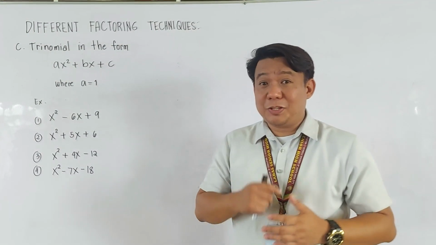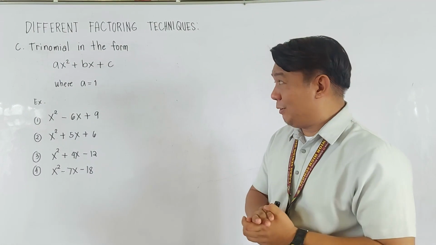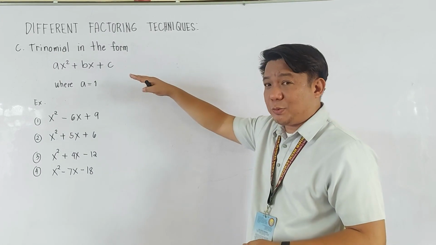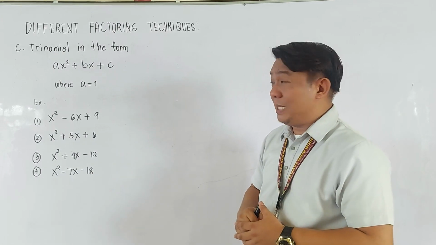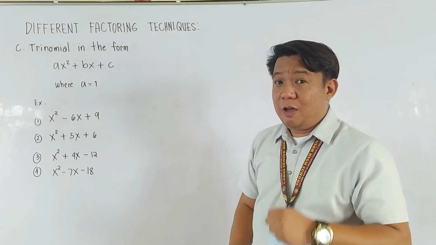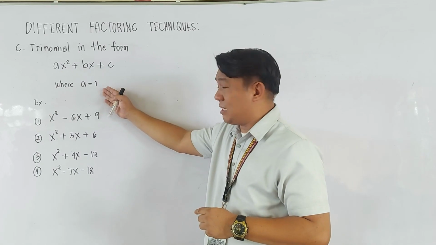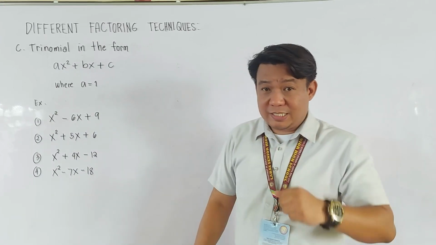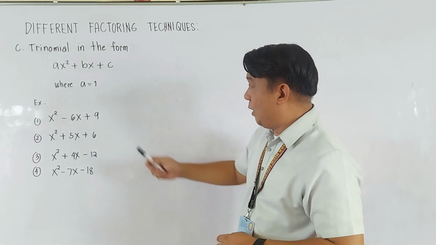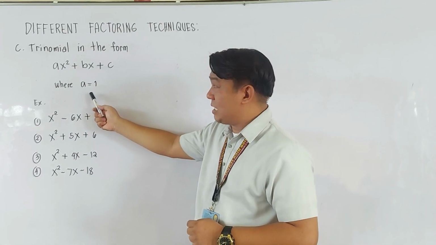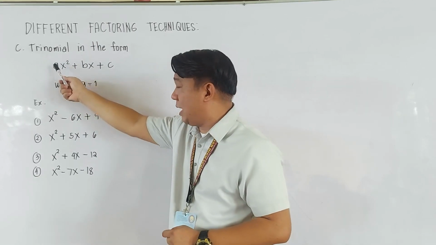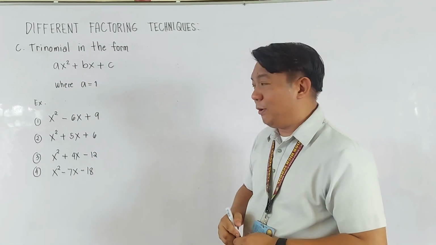Okay, so sa ating third technique of factoring ay tinatawag natin itong trinomial in the form of ax squared plus bx plus c. So, as I mentioned earlier, meron tayong dalawang case dito. First case is if a is equals to 1. At yung isang case natin, if a is greater than 1. Again, yung a na tinutukoy natin dito, that is the numerical coefficient of the leading term. Okay, yung nasa unahan. So, tingnan natin yung mga examples.